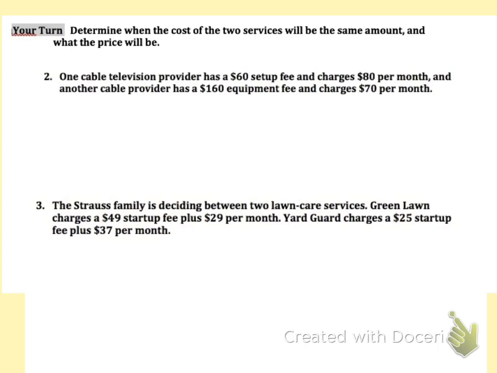So determine when the cost of 2 services will be the same amount and what the price will be. One cable television provider has a $60 setup fee and charges $80 per month, and another cable provider has a $160 equipment fee, which is maybe different than the setup, but they charge for the equipment, but it's still a fixed rate, and $70 per month. And we want to determine when the cost of the 2 services will be the same amount and what the price will be. So go ahead and pause the video now and write and solve an equation for this. And you can tune back in to see how you did.